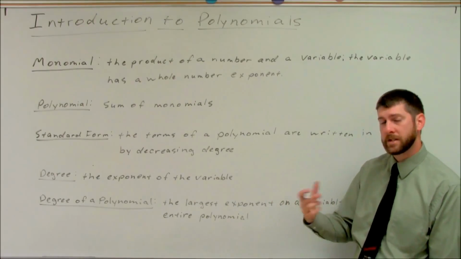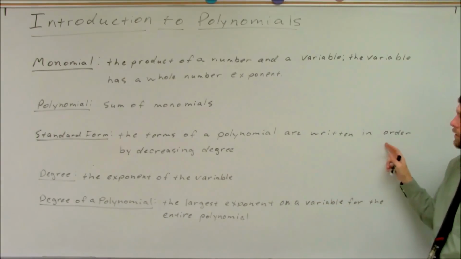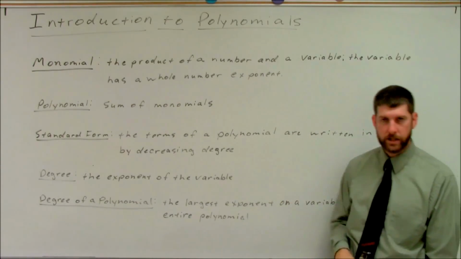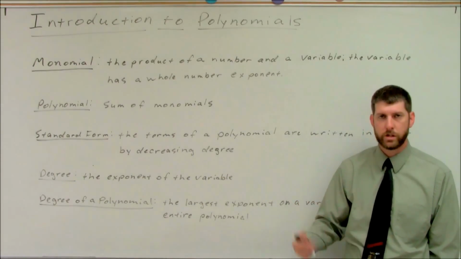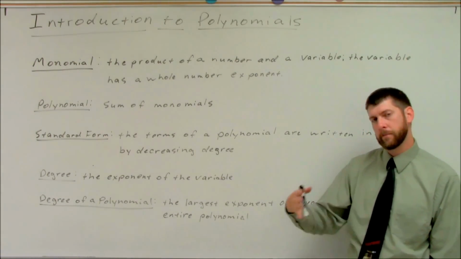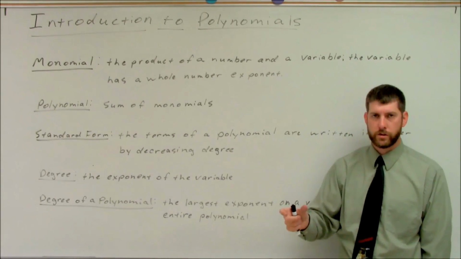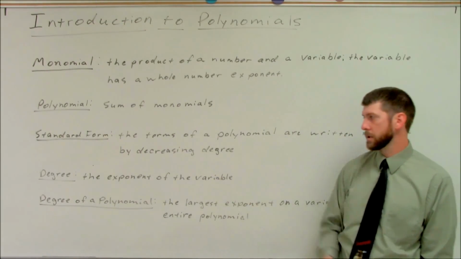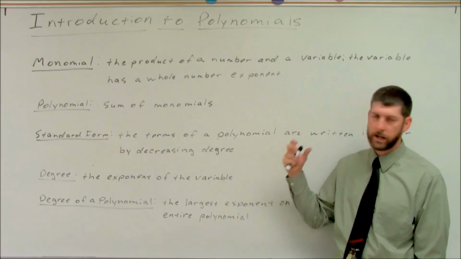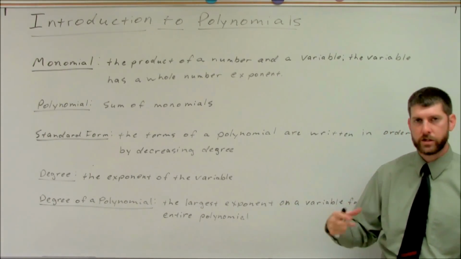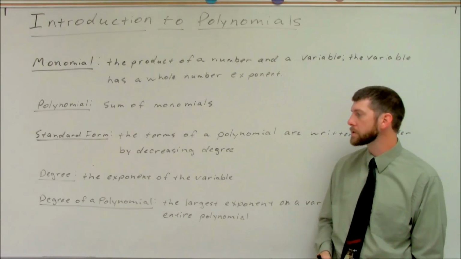Standard form is the same standard form like I just talked about, where the terms of a polynomial are written in order by decreasing degree, such as with the quadratic function. Standard form is ax squared plus bx plus c. Do the second degree term first, first degree term second, and then the constant goes down at the end. So you've done this before. It's just putting names and specific definitions to why we call that standard form. We use that same standard form always.